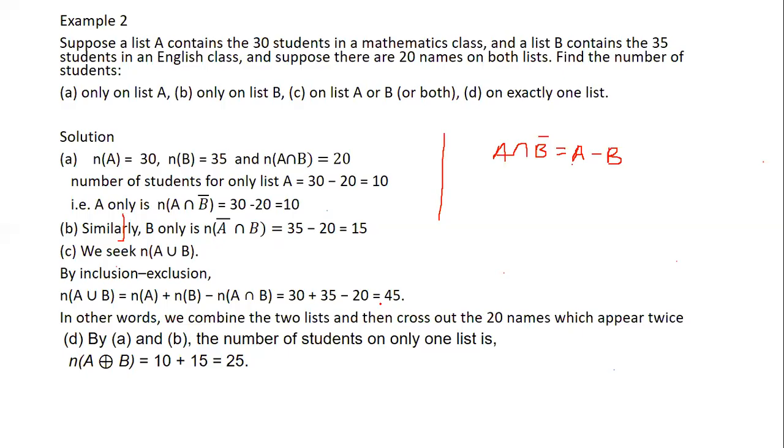In other words, we can combine the two lists and cross out the 20 names which appear twice. Now we have to find those on just one list. So you find only A and only B and add them together. We got 10 and 15. We add them together and get 25, the number found on only one list.